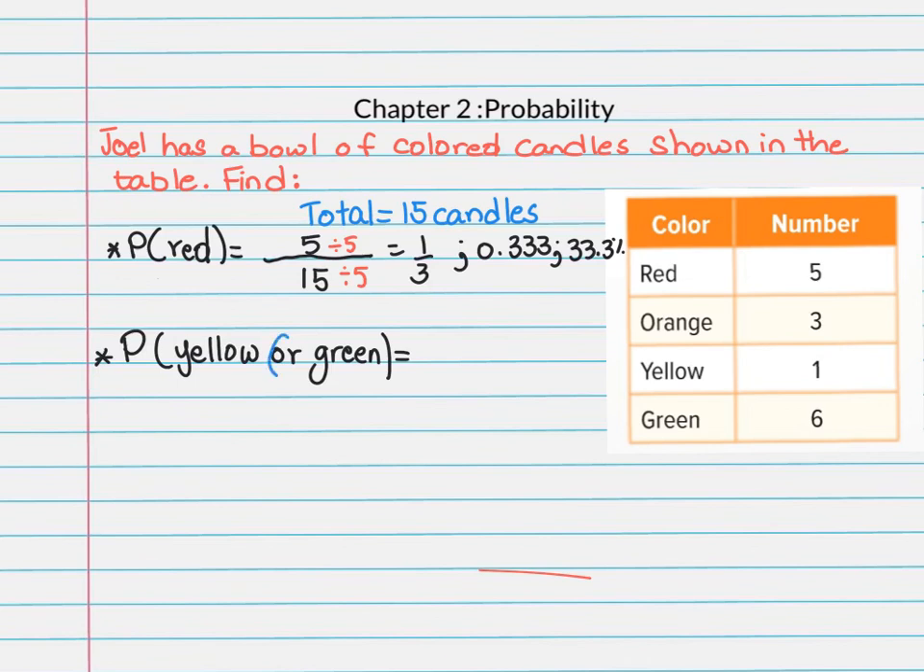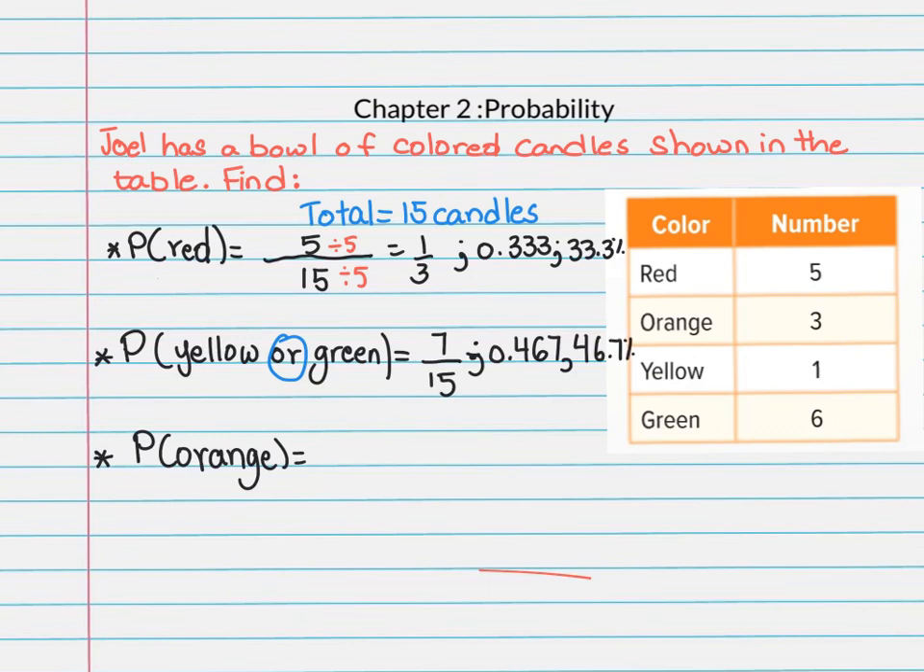We have "or." This means we are going to take them together, count them together. We have one yellow candle and 6 green candles, and this will give us a total of 7, of course, out of 15. We cannot simplify it, it's in its simplest form. We change it now into a decimal, and that's 7 divided by 15, three numbers after the decimal point, 0.467, and then as a percent we multiply it by 100, and that's 46.7%.